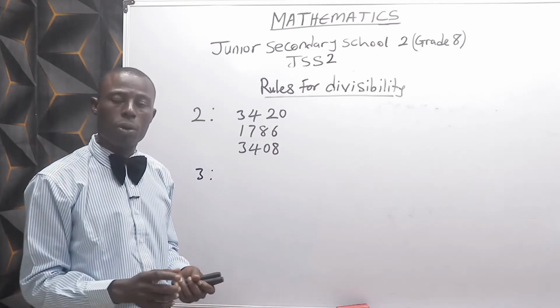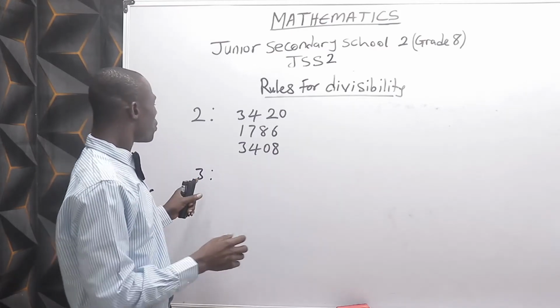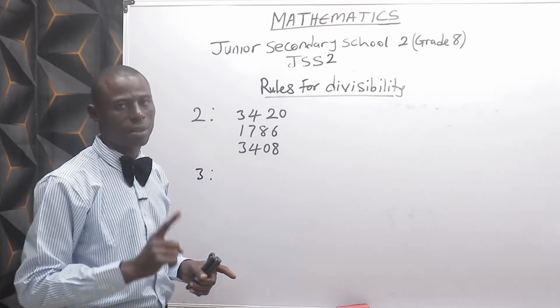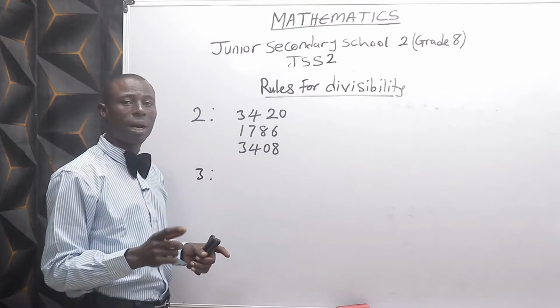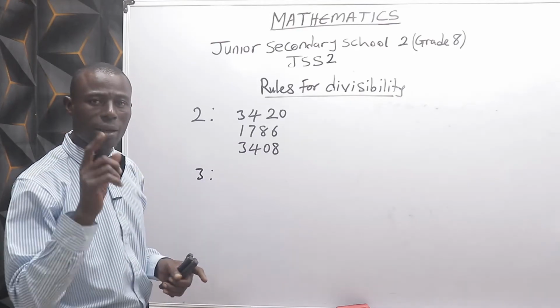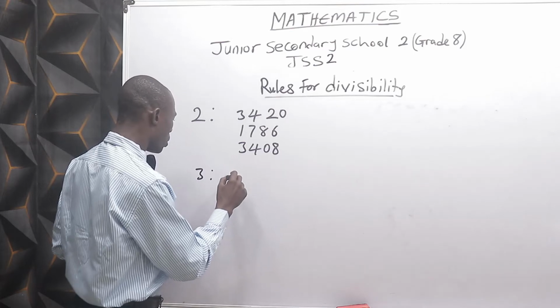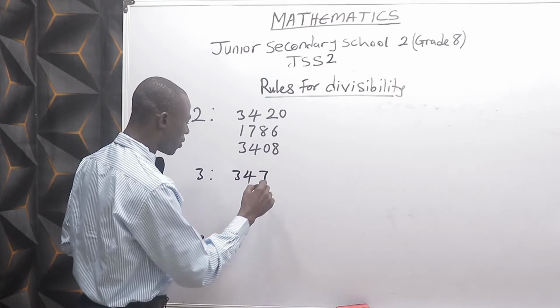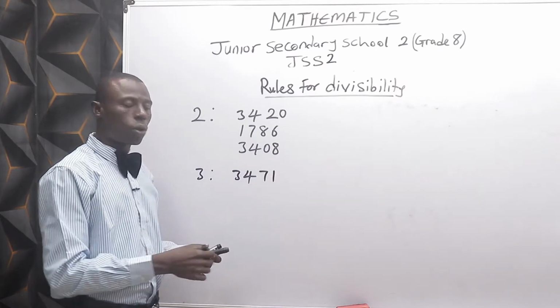Any whole number will be exactly divisible by 3 if the sum of the digits of the number is divisible by 3. Look at this: 3, 4, 7, 1. Look at this number.